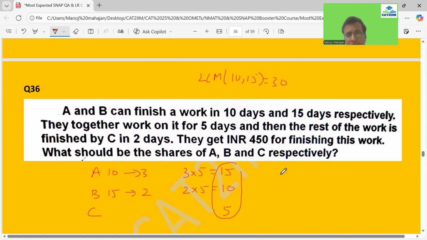So what I feel is that the money should be divided in the amount of units done by A, B, C, respectively. So let's calculate that ratio 15, 10, 5, which is 3, 2, 1. So the sum of these is what? 6. So 6 would be 450 given over here. So 1 unit would be what? 75. Now you can calculate respectively for each of them. So you have to look at the choices also. So 3 would be 225, 2 would be 150, and 1 would be 75. So we have to look at this option, right?